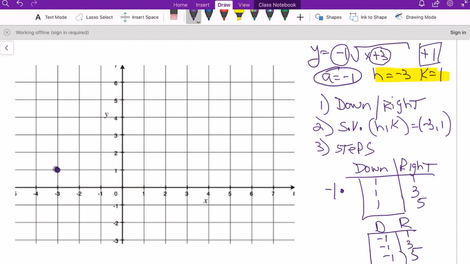So from here, we're going to walk down 1, we're right here, and we're going to go right 1. So we're actually going to be over here. And then we're going to walk down 1 again, and we're going to go right 3. 1, 2, 3. So we'd be right there, based on this value in the table. And then one more time, we're going to walk down 1 and then 5 to the right. 1, 2, 3, 4, 5. So we'd be at 6, negative 2.